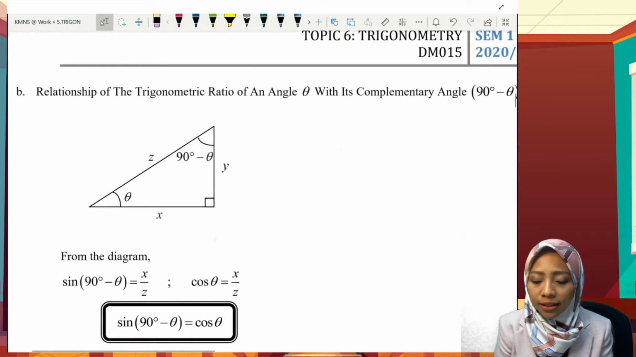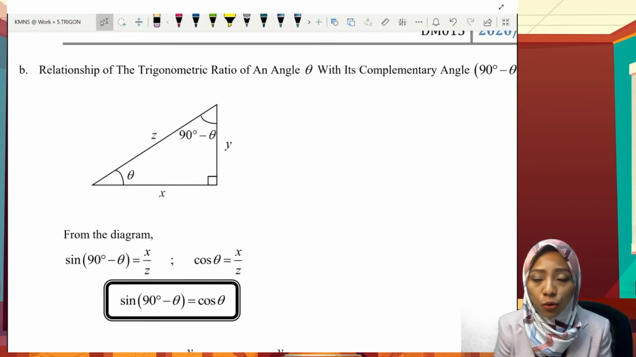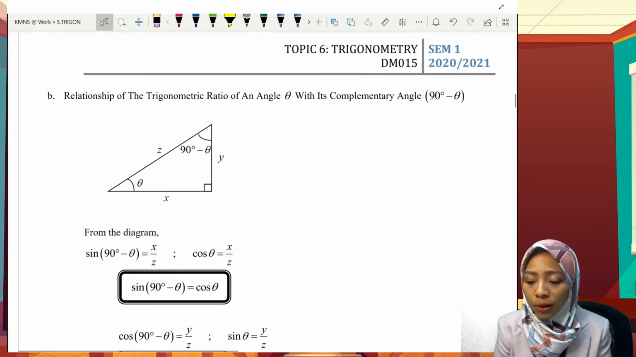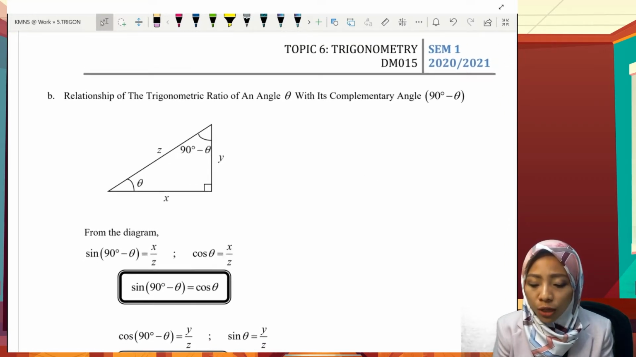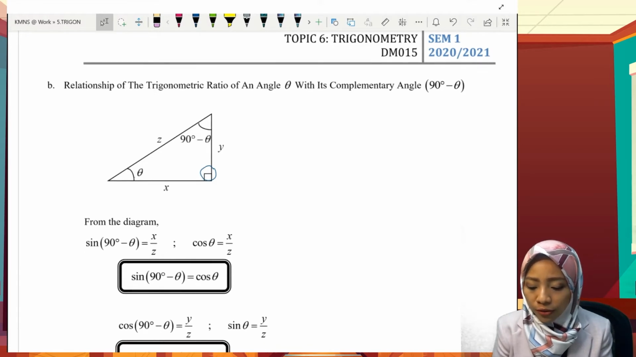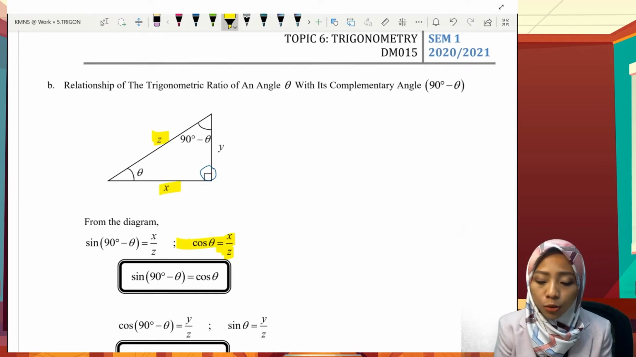Easy, right? Next, let's have a look at the relationship of the trigonometric ratio of an angle theta with its complementary angle. So if we look at here, the right triangle, we have 90 degree and then followed by theta, and this is what we call the complementary angle. Okay? So if given that cos theta equals to x over z, cos, that is adjacent over hypotenuse.